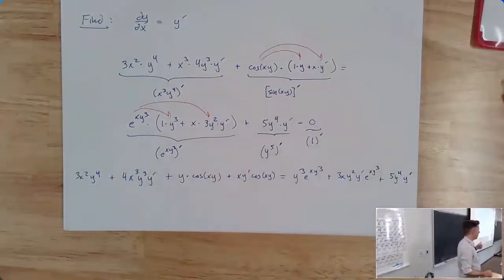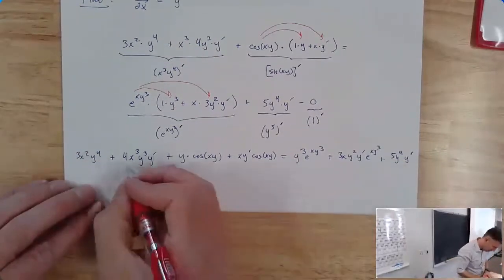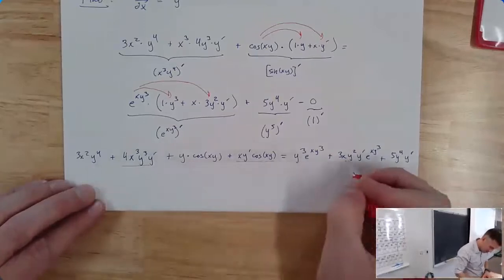Okay, so now we have two things we have to do. I guess three things really. Step one, bring all the y primes to one side, all the other things to the other side. Step two, factor out the y prime. Step three, divide by what's left over. So I'm going to bring all the things that have a y prime to the same side.